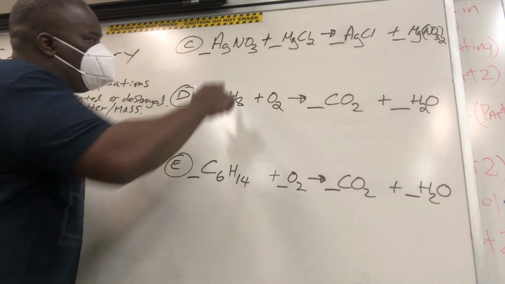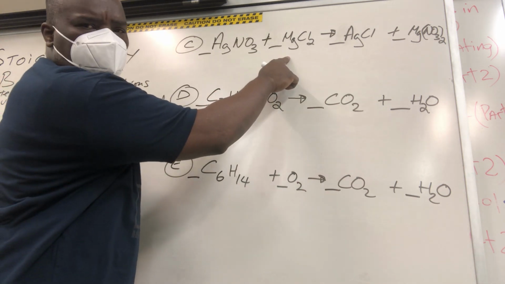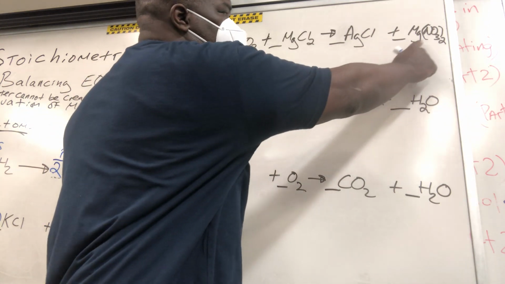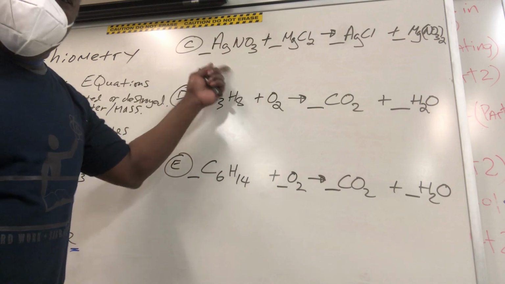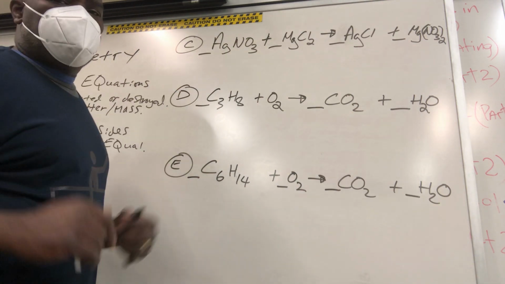Guys can see this. When we're looking up here, folks, we got AgNO3 reacting with MgCl2, magnesium chloride, giving us AgCl and MgNO3, magnesium nitrate, right? So this is a double replacement reaction, which we talked about before, okay? No problem. We're gonna balance this guy.